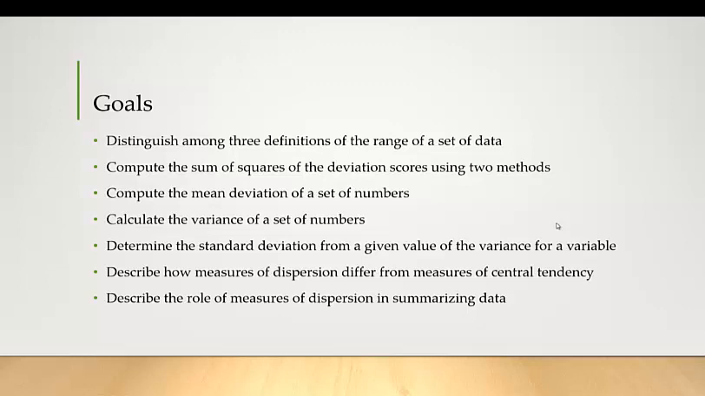Our last two here describe how measures of dispersion differ from measures of central tendency. So measures of dispersion really tell us how far apart the data are spread, whereas measures of central tendency tell us how close to the middle they are. And when it really gets down to it, once we know how close to the middle they are, the most important thing is looking at how far apart they are. And then finally, describe the role of measures of dispersion in summarizing data. So let's look then at your assignment. We're going to talk about the measures of dispersion.